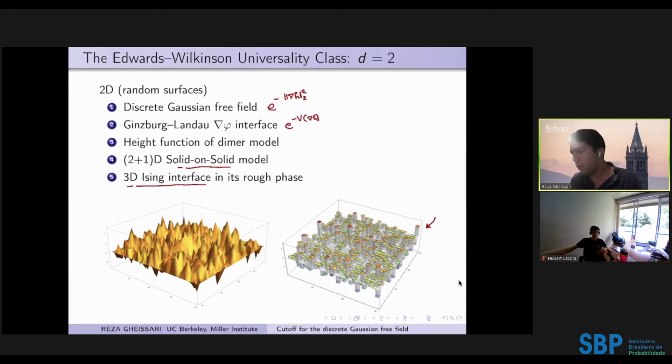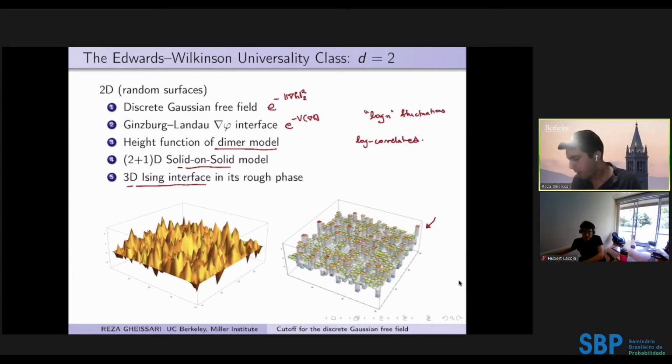So there's a whole host of random surfaces that are supposed to fall into this Edwards-Wilkinson universality class. And these should, at least in some sense, have log n fluctuations and be log correlated. So at stationarity, these are the hallmarks of this kind of universality class. Especially in dimension 2, a lot less is understood about how general this universality actually is. In particular, the convergence to the Gaussian free field, or the fact that things behave like a Gaussian free field, is only known in the dimer case here, not in 4 and 5.